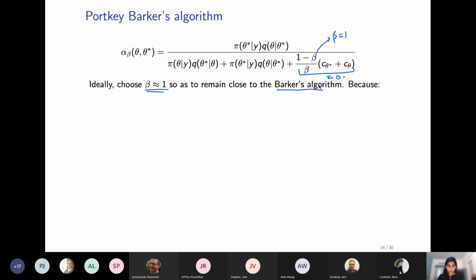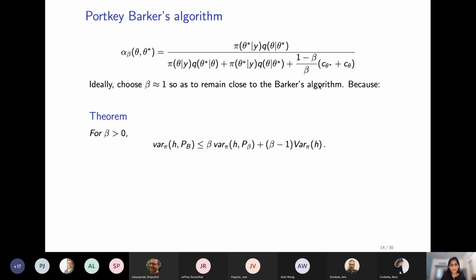And because we know we're not going to be as efficient, we'd like to be able to get some bounds. So we do get some bounds on the variance in the efficiency. They're not the best, and it's very difficult to get very specific bounds, but we do have the following: for beta greater than 0, the limiting variance of ergodic averages from the Barker's algorithm is less than or equal to beta times the variance from the Portkey algorithm, plus a little bit of residual from the target distribution. And so if beta is set to be 1, we give ourselves a little bit more room, but of course we can't really say anything because of the inequality here.